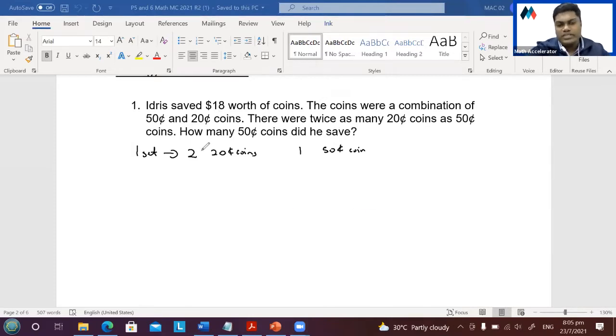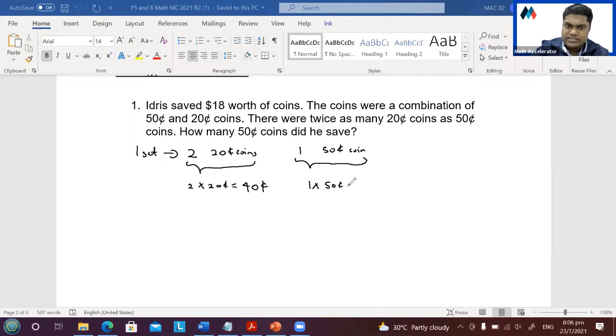Now that we've established the number of coins, let's talk about the value. In my first set, what is the value of the two 20-cent coins? You take 2 times 20 cents, which gives you 40 cents. Write this down. Next, the value of one 50-cent coin is simply 1 times 50 cents, which gives you 50 cents.